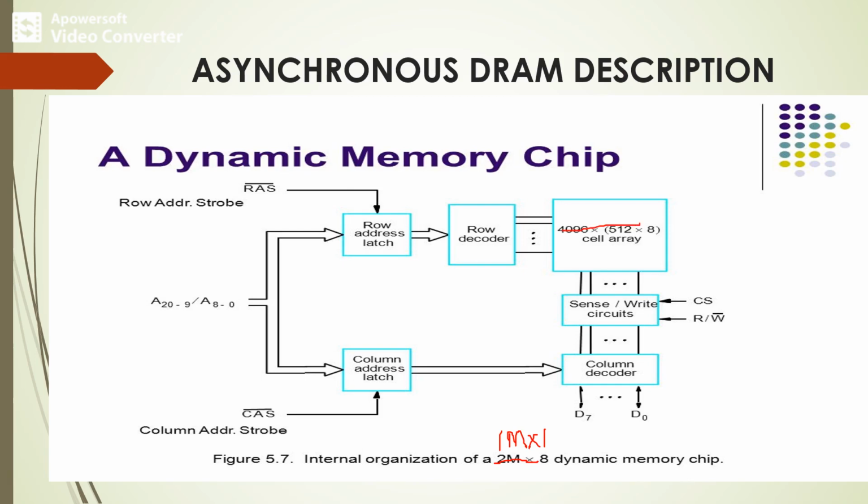So if it is 1M into 1, I can have a 1024 into 1024 cell array. In the case of a 1024 into 1024 cell array, we can make use of 2 power 10 equal to 1024. So that is A0 to A9, a total of 10 address lines. Similarly, A10 to A19, once again 10 address lines.